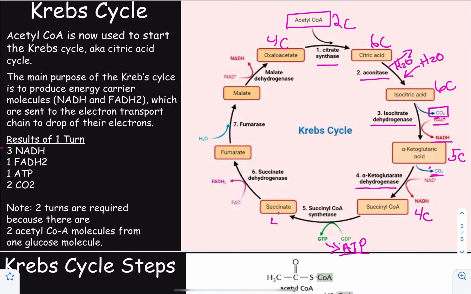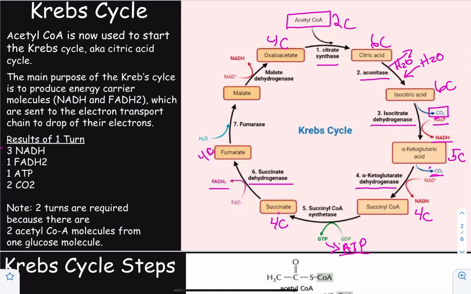And here's still a 4-carbon molecule, which gets oxidized. It gives up 2 hydrogens to FAD, which gets reduced into FADH2 with the help of a dehydrogenase again. That converts succinate to fumarate, also still a 4-carbon molecule. Then in step 7, water enters and converts fumarate into malate.